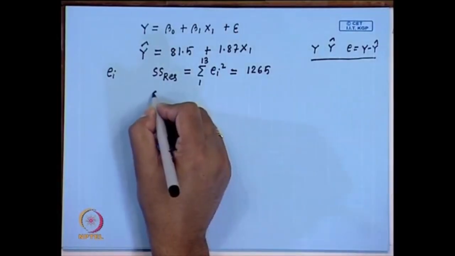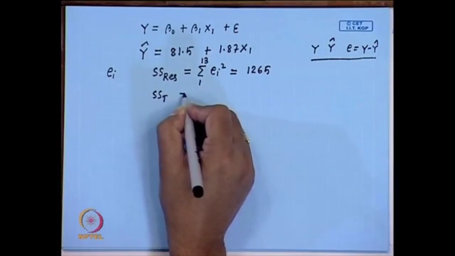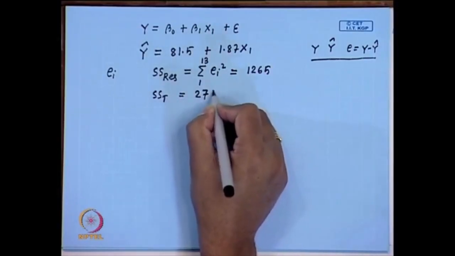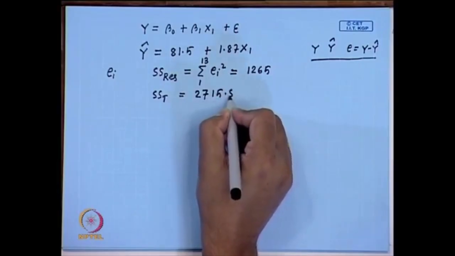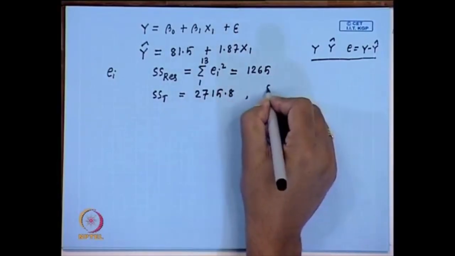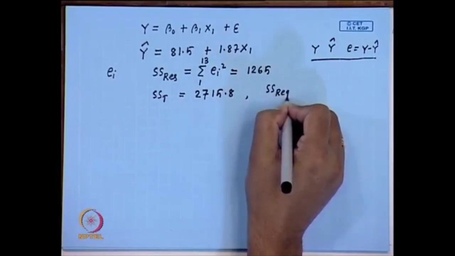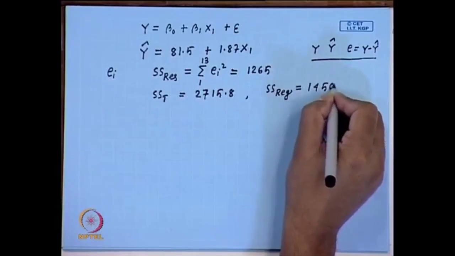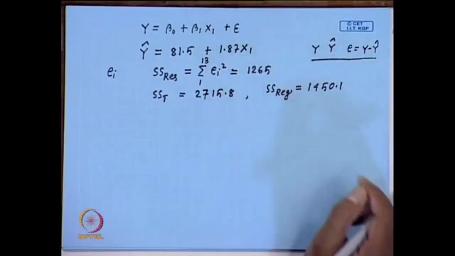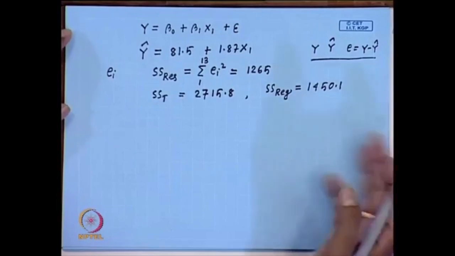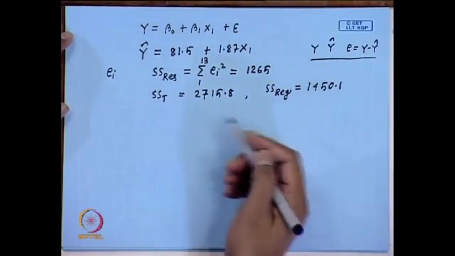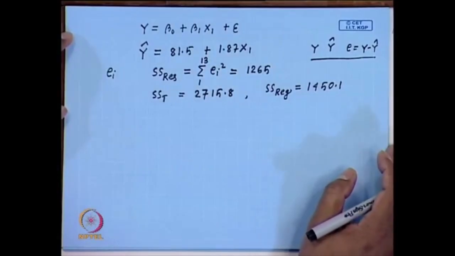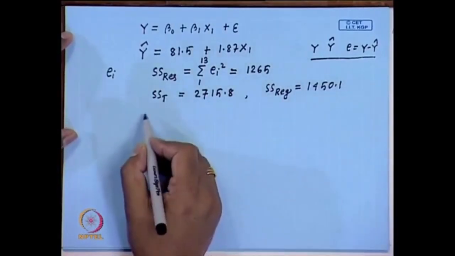The SS total for this data is 2715.8, and hence the SS regression is equal to 1450. I am just trying to give you some idea, given a problem with 4 regressors or 5 regressors, how to apply this all possible regression approach.